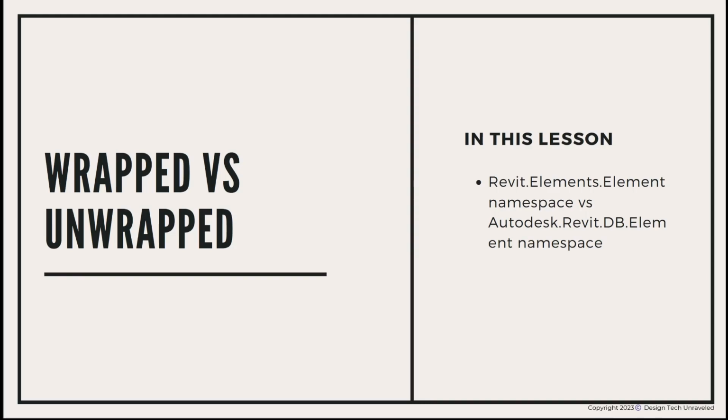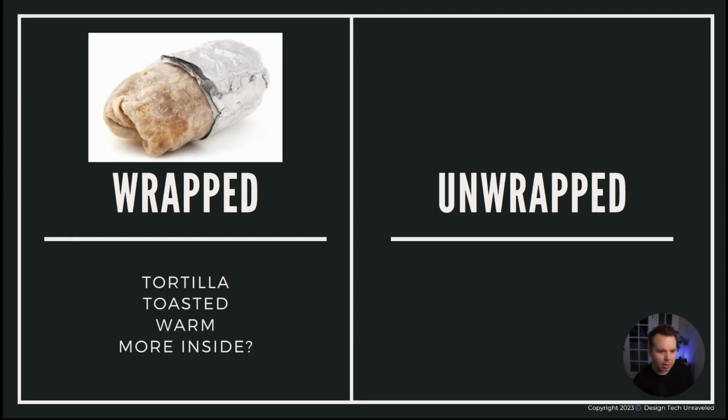autodesk.revit.db element namespace. So there are a few differences there, and wrapping and unwrapping is a weird concept to get your head wrapped around, if you will. So let's take a look at that. If we use an example, I like to use this example anytime I'm talking about this concept, of a burrito, for instance. A wrapped burrito, we can see certain things on the outside of it just by looking at it. We can see that it has a tortilla, it's toasted perhaps, it's warm. There's more things inside. This is a wrapped item. We don't know what's inside until we unwrap it.